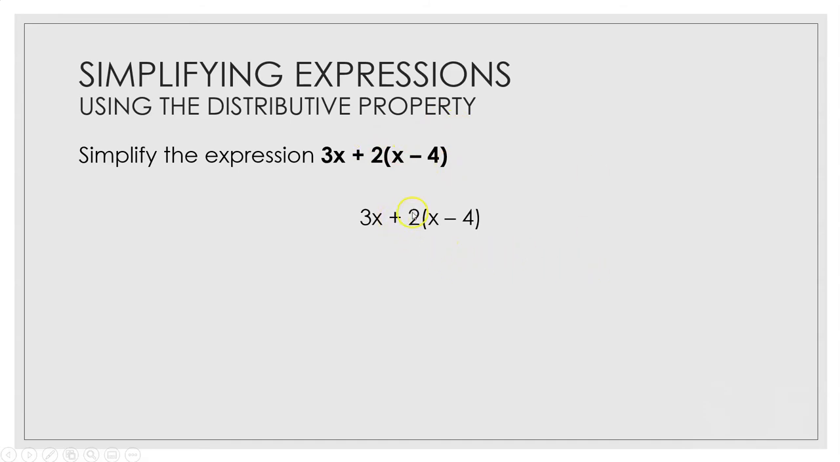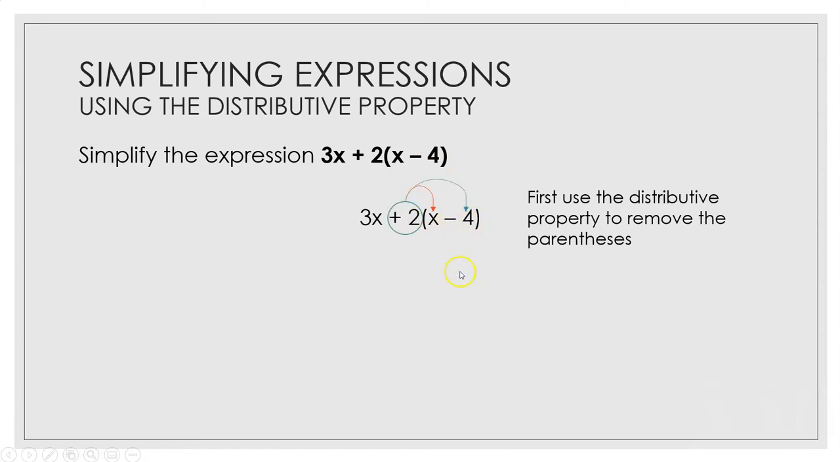This positive 2 is going to get multiplied to x, and then this positive 2 is going to get multiplied to this minus 4 here. We're not doing anything with this 3x yet. We're just going to bring it down, and it'll look like this. 2 times x is 2x, and then 2 times this minus 4. Think of this as positive 2 times negative 4, which would be negative 8, and then I multiplied this out.